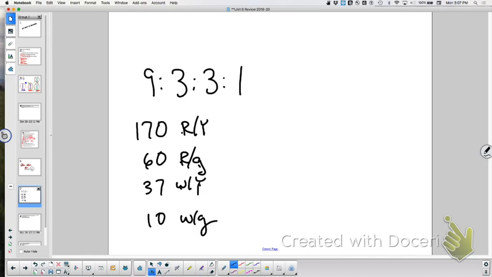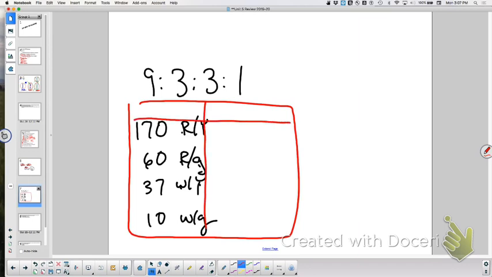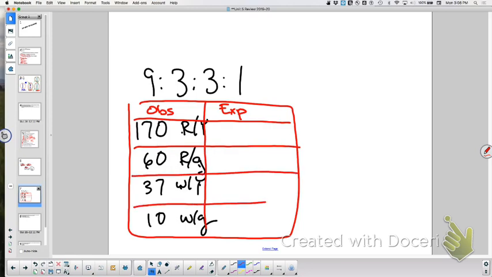What kind of data did I give you right here? I gave you observed. What data do you need? Expected. How are you going to figure that out? Okay, so let's add them up. Who's got a calculator out? I just literally made up these numbers. I have no idea. 277. So these are still going to be 277.